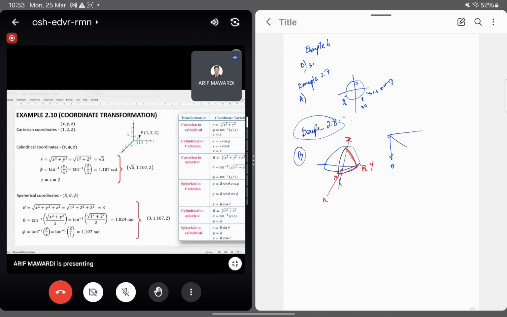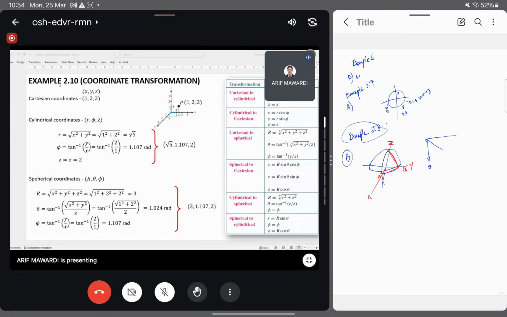Okay, so that's the problem we want to do now. I have a point P, and I am given the coordinates of the point in the Cartesian coordinate system. The coordinates are 1, 2, and 2. Now I want to determine the coordinates of the same point in the cylindrical coordinate system.